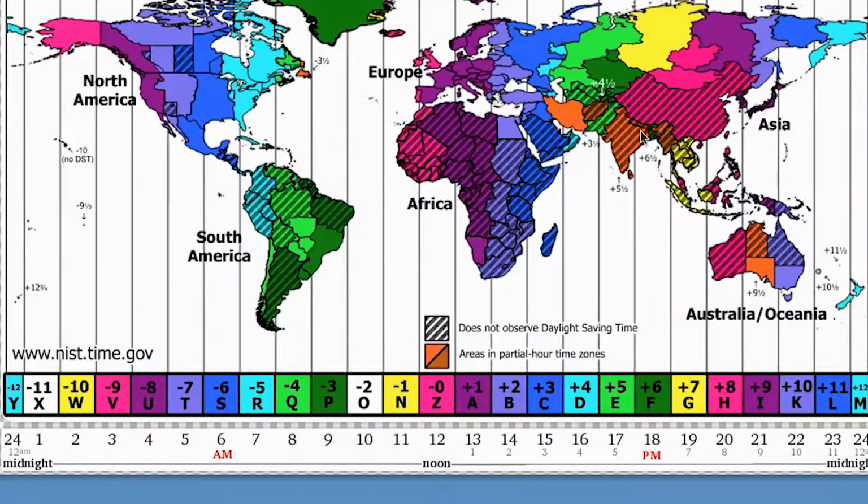Now, if we look at the world map, we'll see this is where Greenwich is, right in here. And this red area right here is basically the zero time zone. Each one of these lines represents about 15 degrees. The lines aren't smooth. Notice how they're sort of irregular. This is for political convenience.